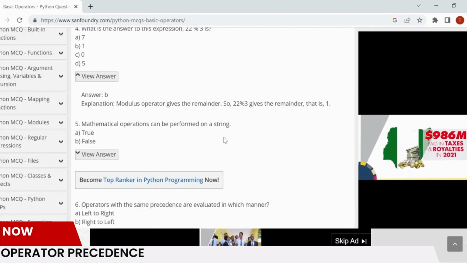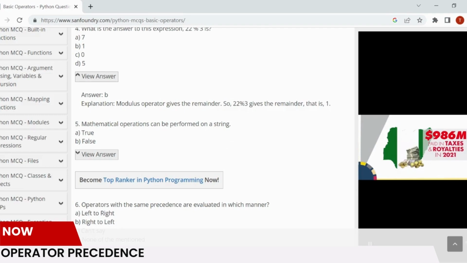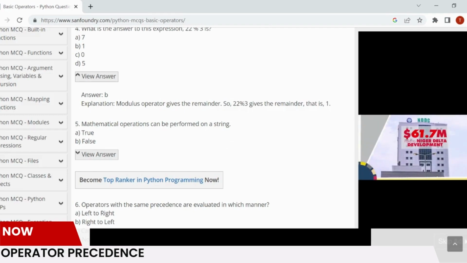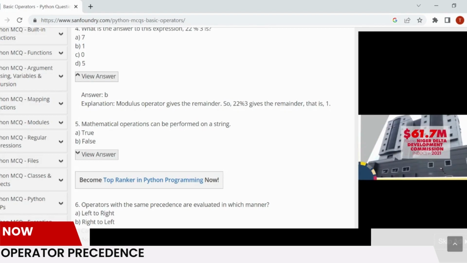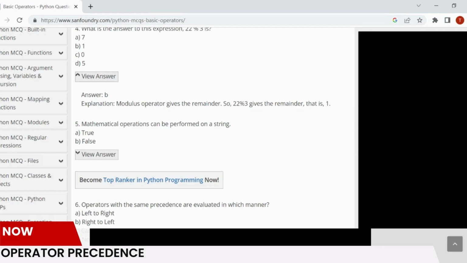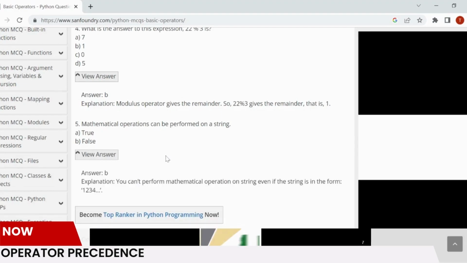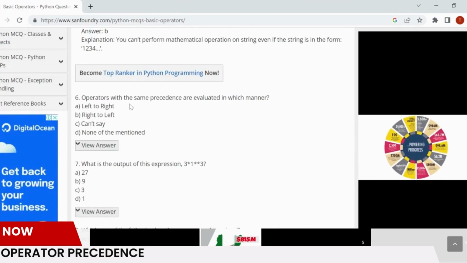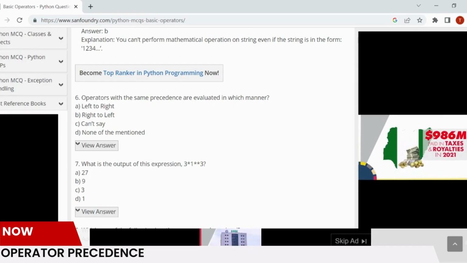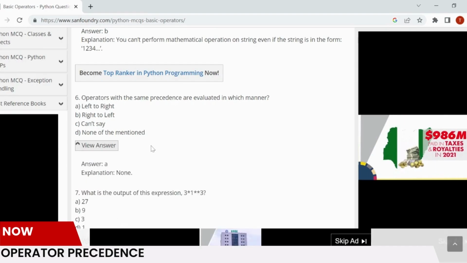Mathematical operations can be performed on strings. Strings are actually text, so you can't perform mathematical operations on them. However, you can use your plus and multiplication to do some concatenation and joining and all of that, but that's not the same thing as performing mathematical operations. So this should be false. B, false. Operators with the same precedence are evaluated in which manner? They're evaluated left to right except for exponential. So that will be A.